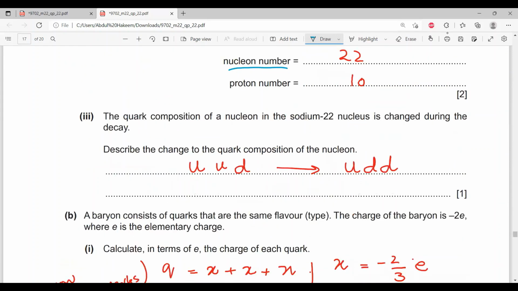Next, the quark composition of the nucleon in the sodium-22 nucleus is changed during the decay. Describe the change to the quark composition. Definitely, a proton is converted into a neutron during beta decay. Proton has up, up and down. This neutron has up and 2 down. It means one of the up is converted into down.